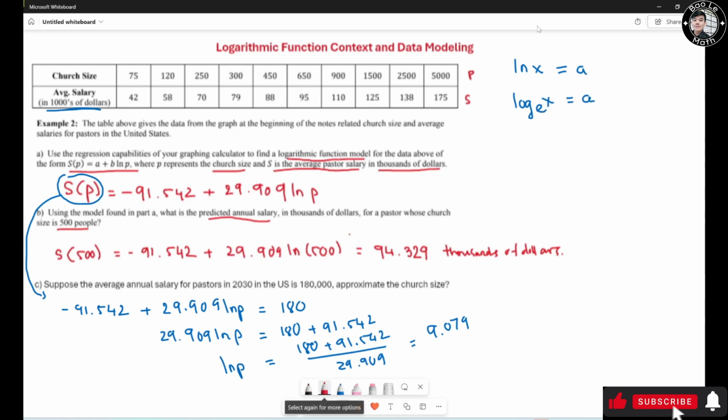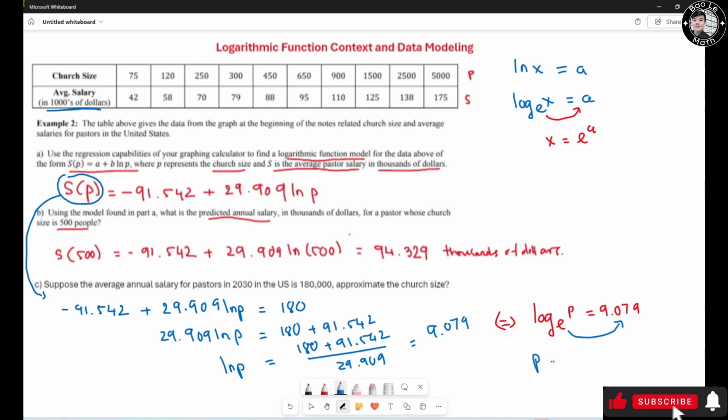So in order to solve for s, I'm going to draw an arrow right here. So s equals e to the a, right? So I'm going to apply this one. This one is the same thing as log base e of p equals 9.079, right? So I'm going to draw an arrow right here.